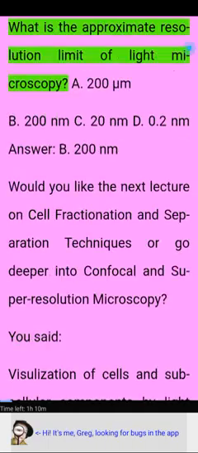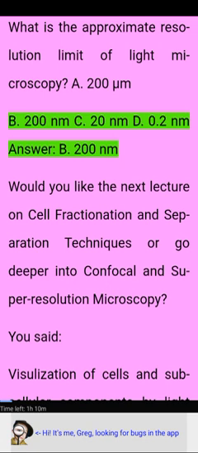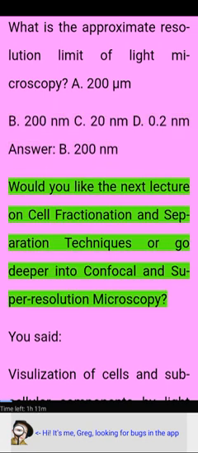CSIR NET June 2019. What is the approximate resolution limit of light microscopy? A. 200 micrometers. B. 200 nanometers. C. 20 nanometers. D. 0.2 nanometers. Answer: B. 200 nanometers.